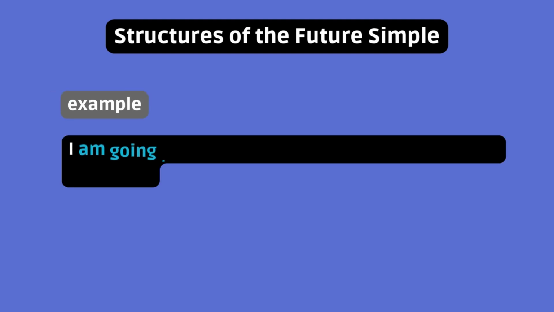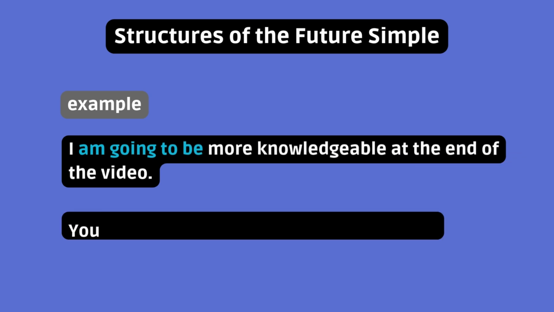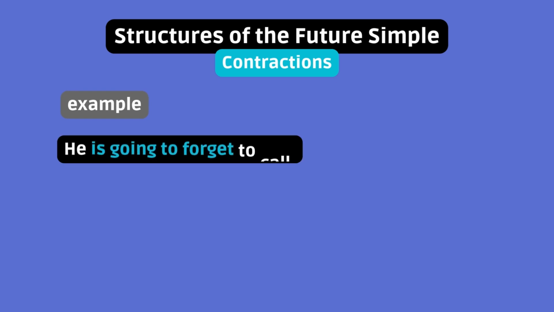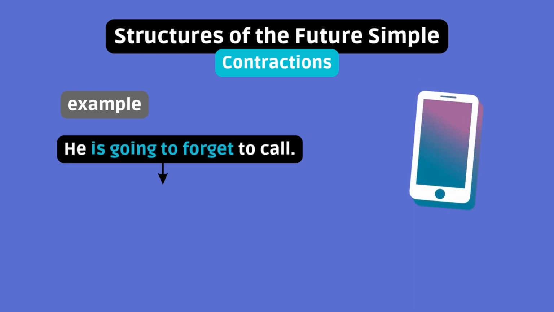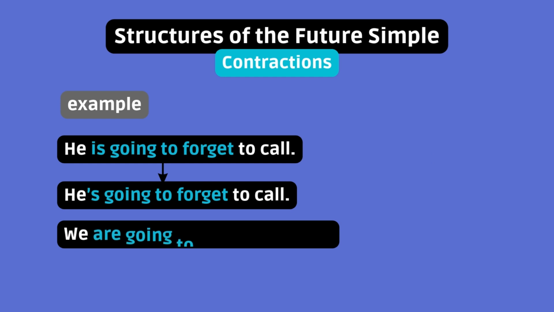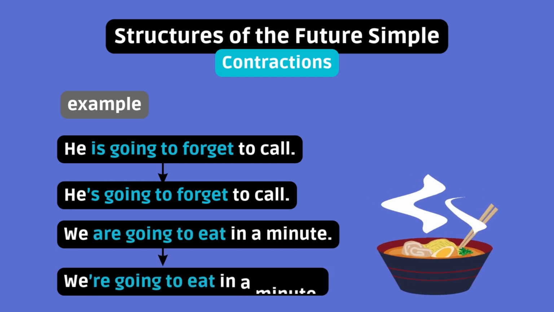Example: I am going to be more knowledgeable at the end of the video. You are going to write the invitations later. You can do the same contractions as in the present simple with the subject and am, are, or is. Example: he is going to forget to call becomes he's going to forget to call. We are going to eat in a minute becomes we're going to eat in a minute.